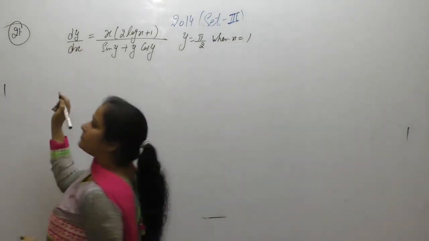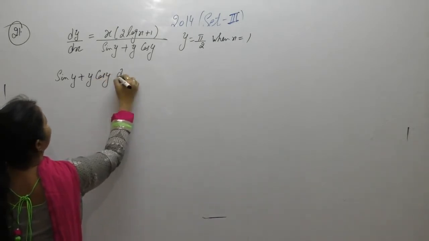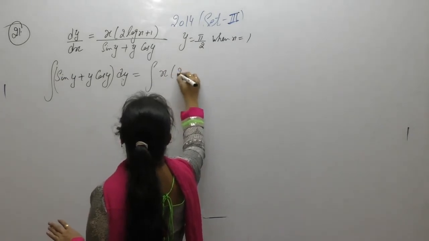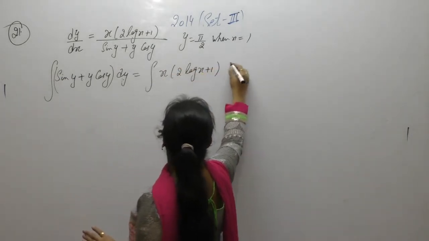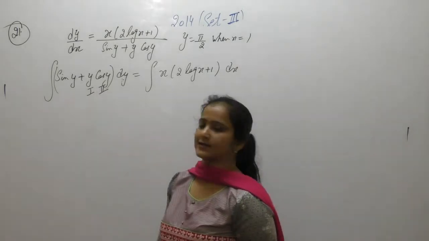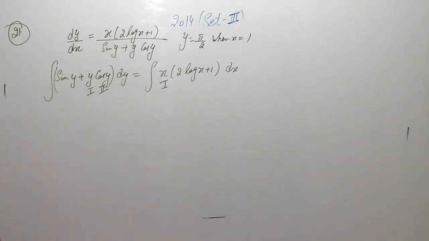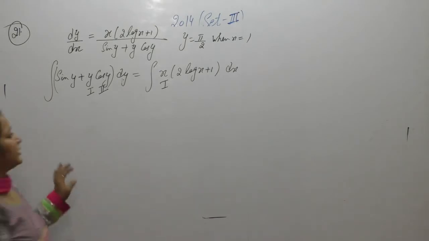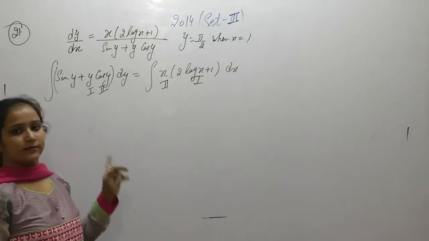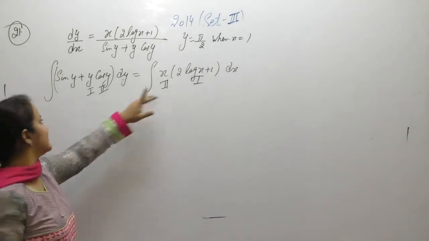Now separate the terms here. Sin y plus y cos y dy. Integrate both sides. x into 2 log of x plus 1. In this integral, we choose the first and second functions using the ILATE rule. Inverse, L for logarithmic, therefore logarithmic as first function and x as second.